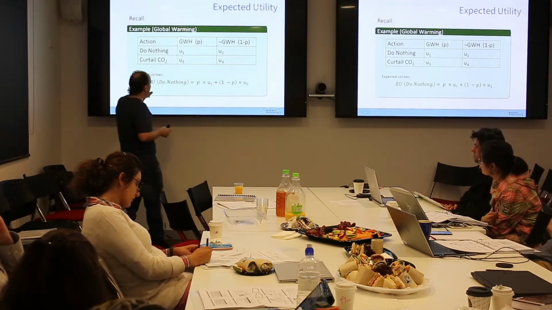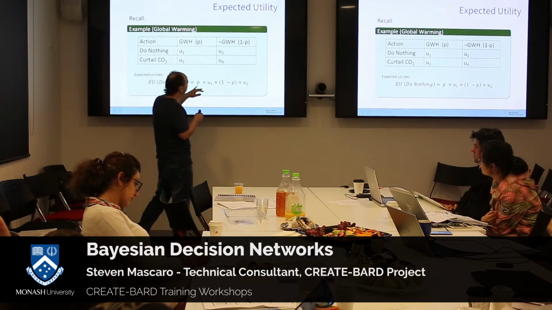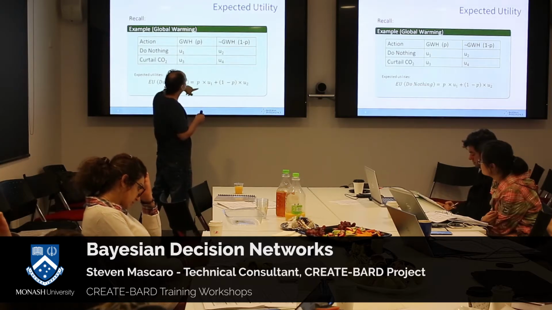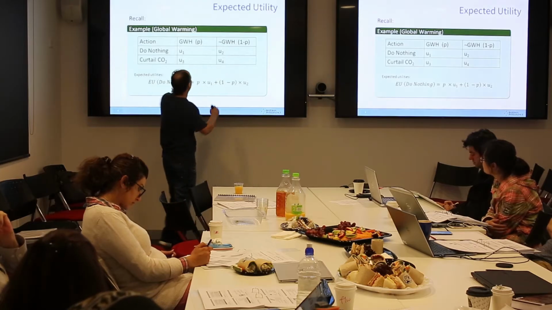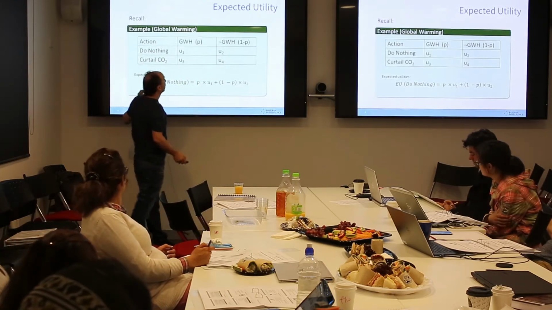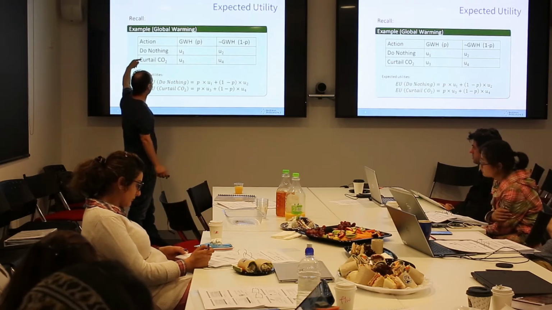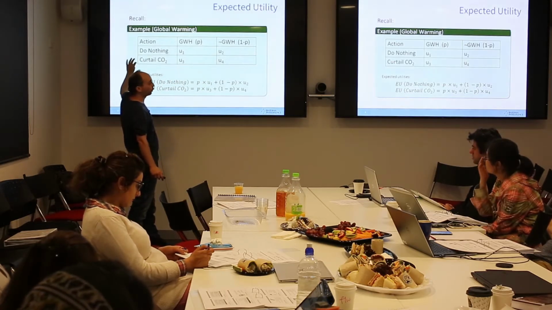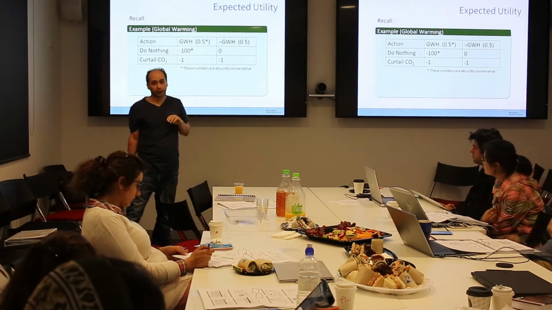Okay, so we can calculate the expected utilities exactly the same way as we saw on the previous slide. We would just say the probability P times utility 1, plus 1 minus P times utility 2. So that's that first row. And then we do exactly the same thing for the second row. That gives us our expected utility for each of these two actions. Okay? So let's see a numerical example.